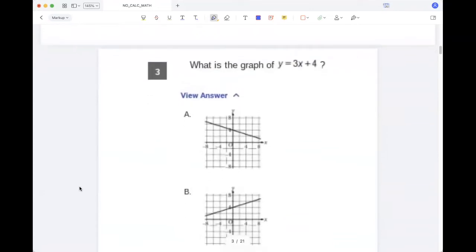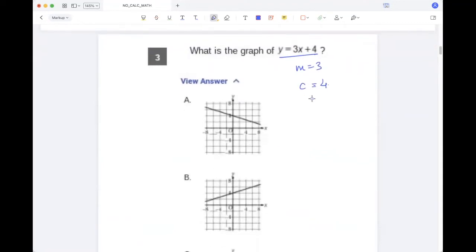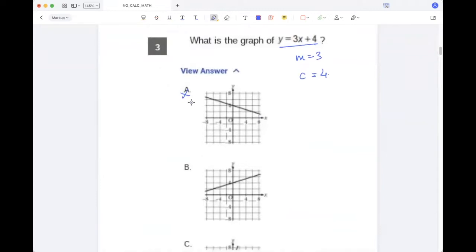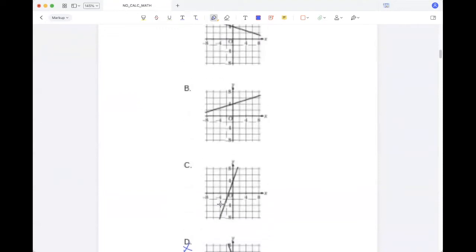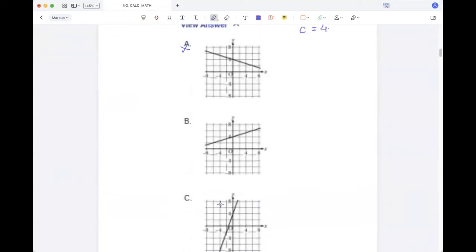What is the graph of y = 3x + 4? So again, the slope is 3 and the y-intercept is 4. And because it's a positive slope, the graph has to rise upward. It cannot be a falling graph. So A is out and D is out, right? Because A and D have a negative slope. Now, you can see that both of them have a y-intercept of 4. So we'll have to look at the slope.